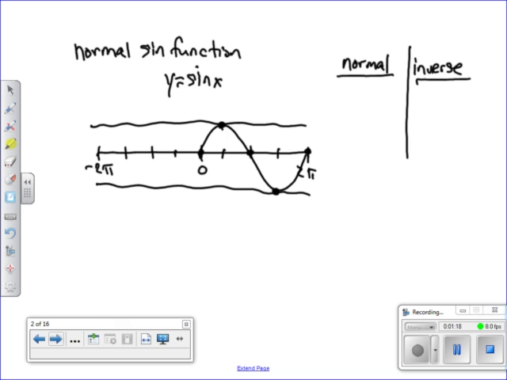So if I go clockwise, at negative pi halves, it would be at negative 1. At negative pi, it would come back up to 0. At negative 3 pi halves, it would be at 1. And back at negative 2 pi, that would give me a second wave of that sine curve, okay? So by definition, that sine curve is a function because it passes the vertical line test everywhere.